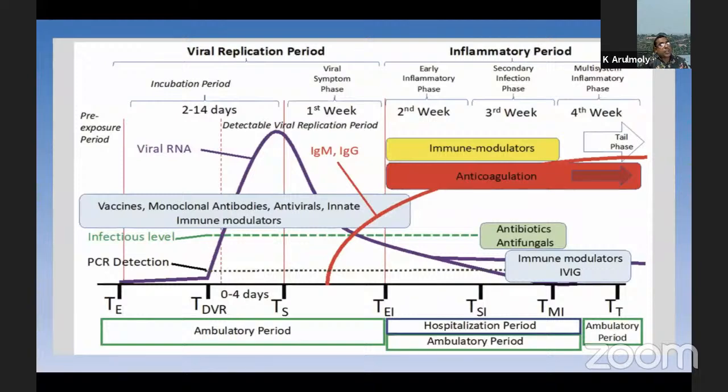Patient rarely survives beyond the third week. And if you see, vaccines, monoclonal antibodies, antivirals, and innate immune modulators all work within that first and early part of the second week. And second week onward, you can give immune modulators. And in the second week, you start anticoagulation because patients are prothrombotic. And in the third week, you expect some bad complication like bacterial sepsis, fungal sepsis. So expect complication and be ready for the management.